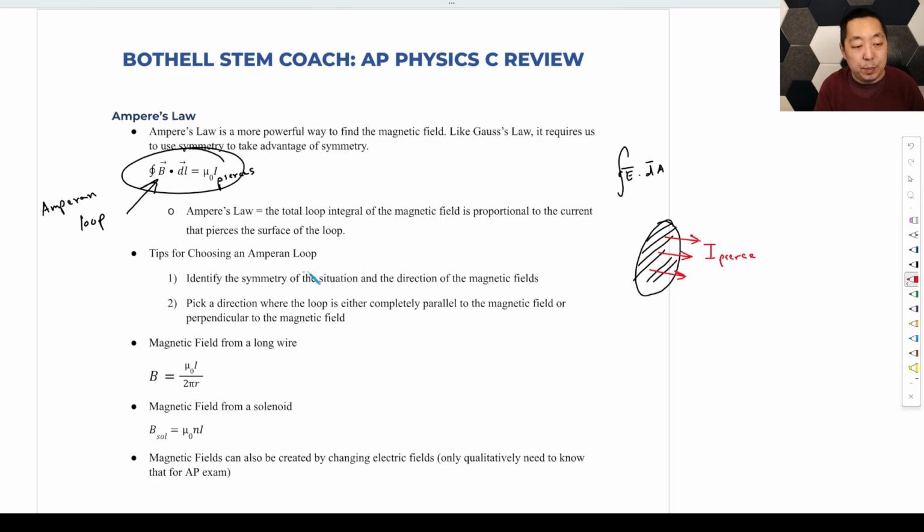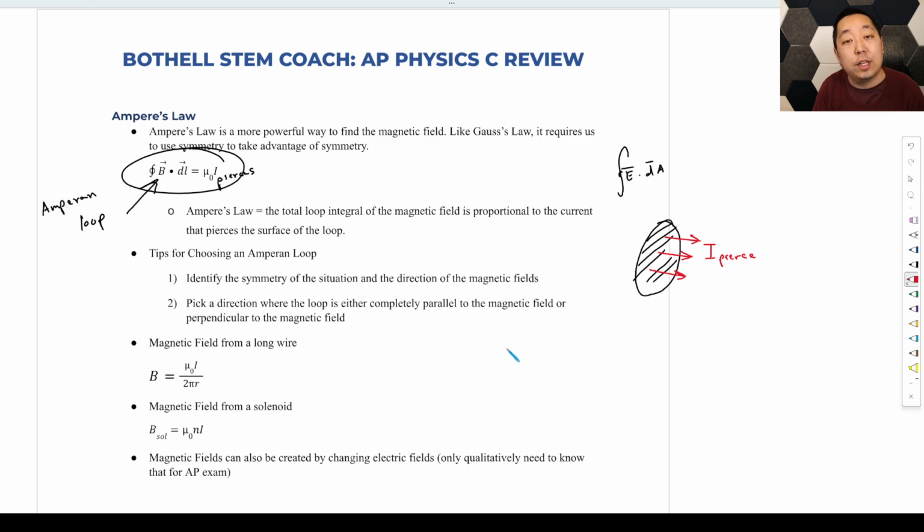So, tips for choosing an Amperean loop. You want to identify the symmetry of the situation and the direction of the magnetic fields. Ideally, it's going to be circles or straight lines. You want to pick a direction where the loop is either completely parallel to the magnetic field, or perpendicular. Because if it's perpendicular, the dot product will be 0, and if it's parallel, you can just multiply the magnetic field times the length. Okay, so you either want to do that. That's why it's important that you know the direction and the shape of the magnetic field when you're doing the Amperean loop.